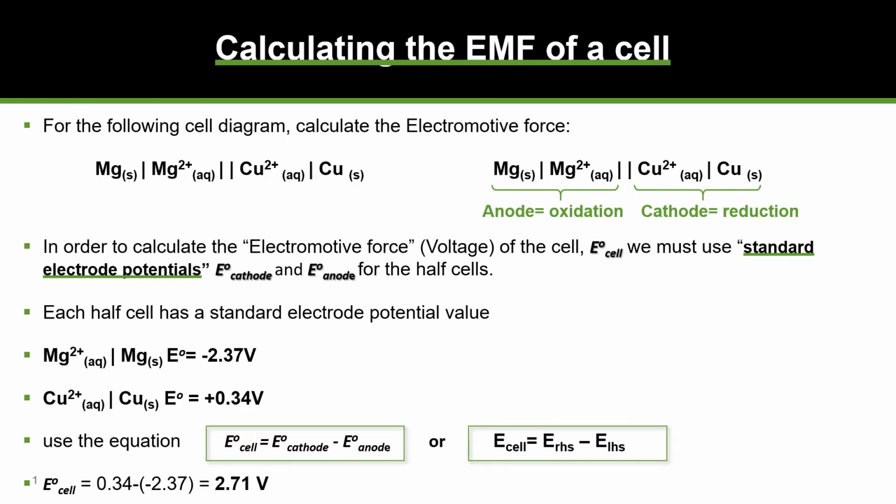We also know that by convention, we write the more positive value on the right side, which represents the reduction, and the more negative side on the left side. So we can express the electromotive cell value as the electrode potential on the right-hand side minus the electrode potential on the left-hand side.